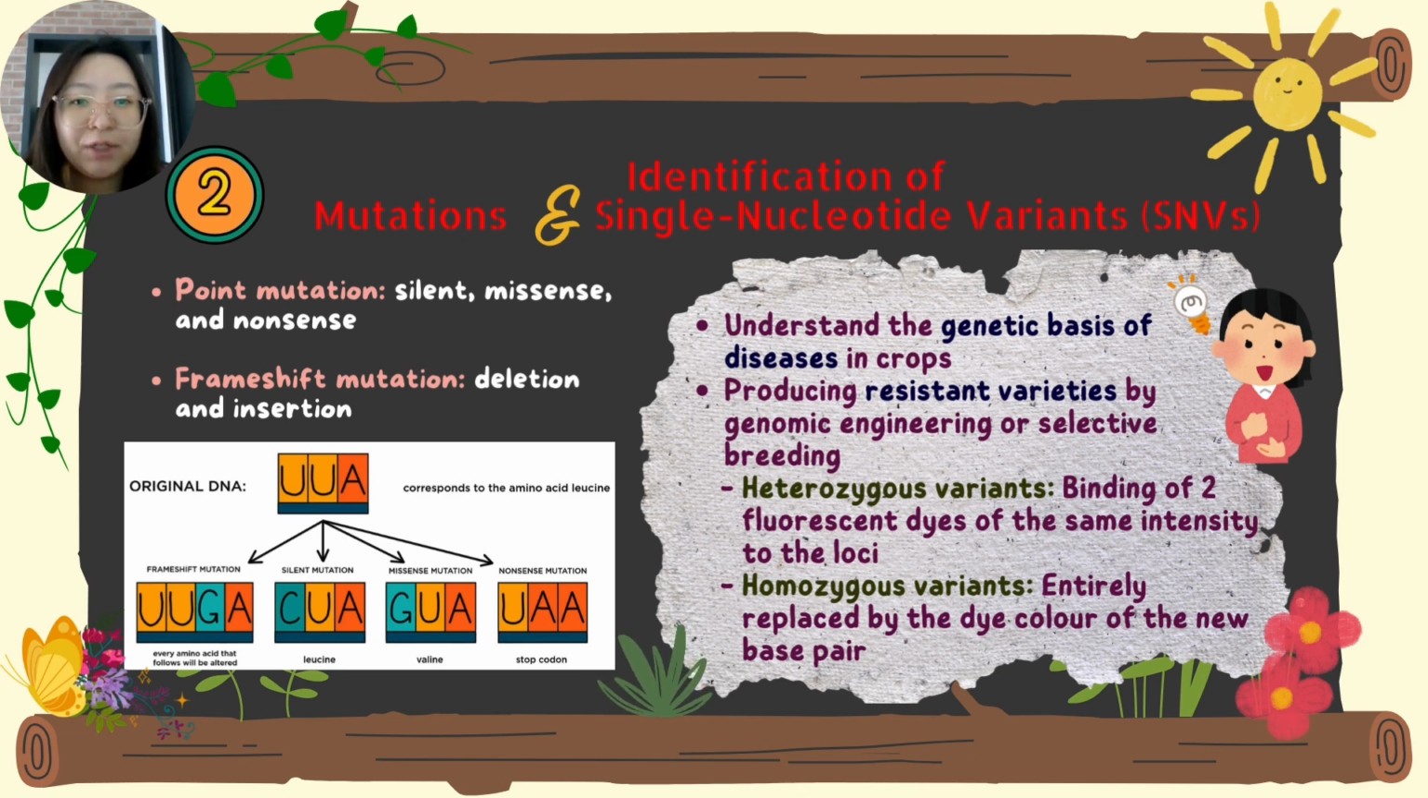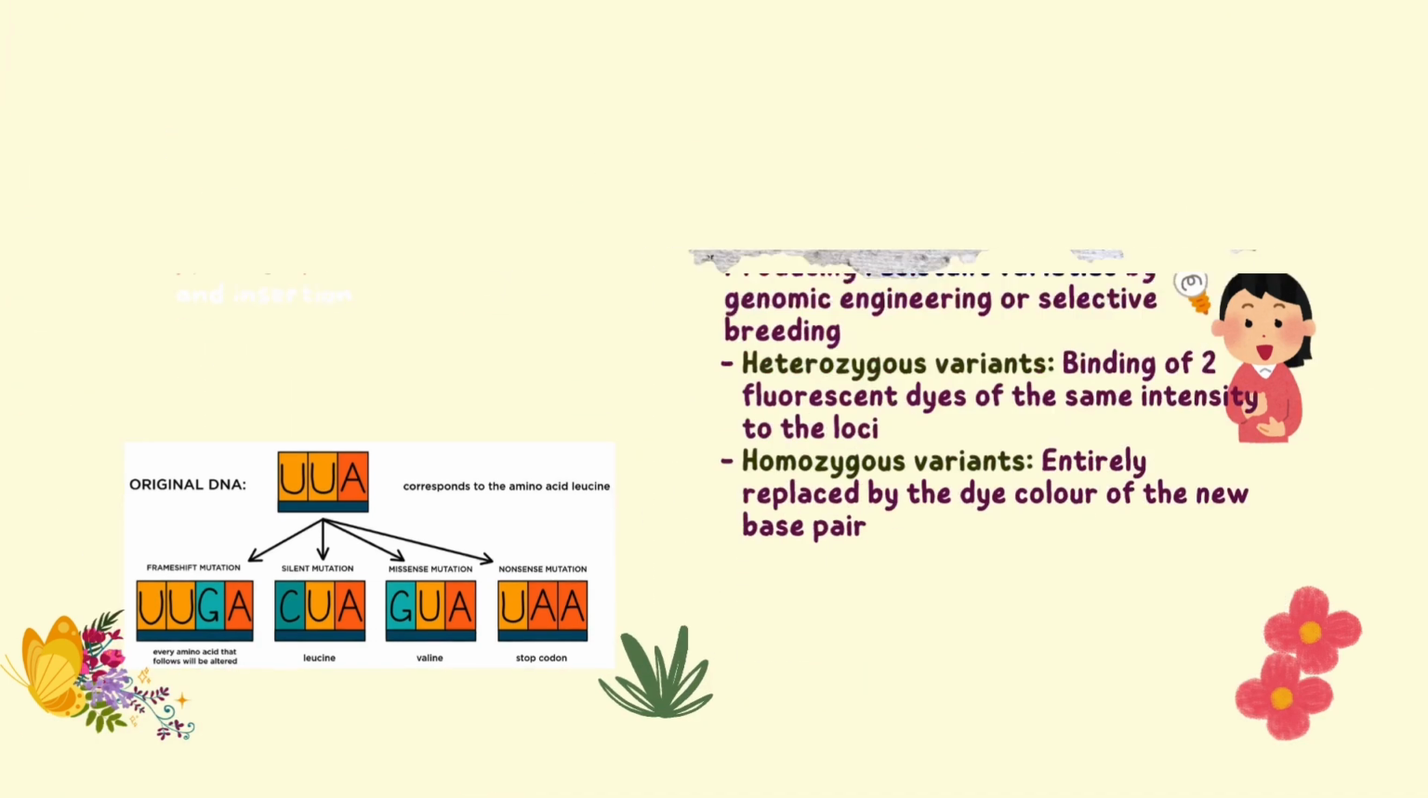During the addition of a ddNTP to the extending sequence, the base will glow in response to the corresponding nucleotide. In sequences where heterozygous variants are found, two fluorescent dyes of the same intensity will bind to the particular loci, whereas the anticipated dye color will be entirely replaced by the color of the new base pair in the presence of a homozygous variant.